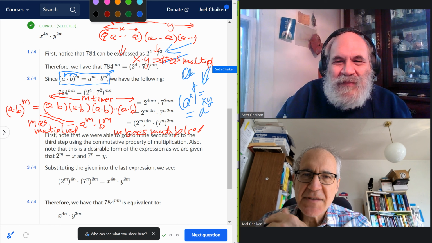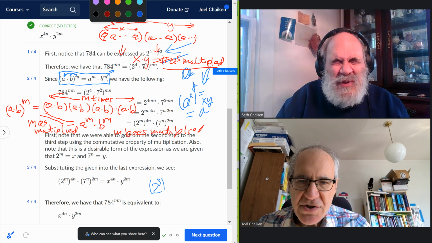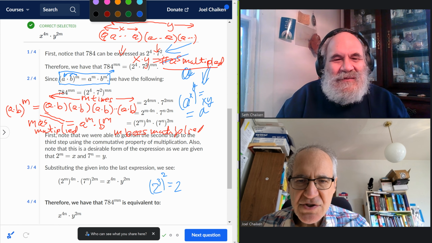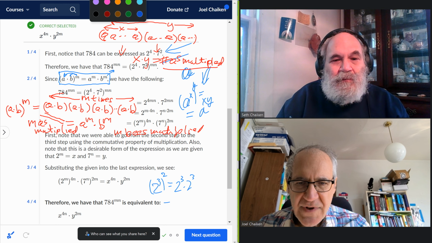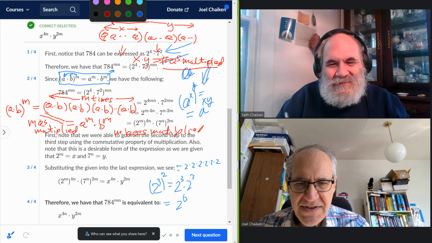Sometimes it's easier to see it. 2 cubed to the second power is 2 cubed times 2 cubed, which is 2 to the 6th. Or if you want, just 2 times 2 times 2 times 2 times 2 times 2. There are 6 of these things, right? There are 2 cubed here, 2 cubed here. You add them all up, you get 2 to the 6th.